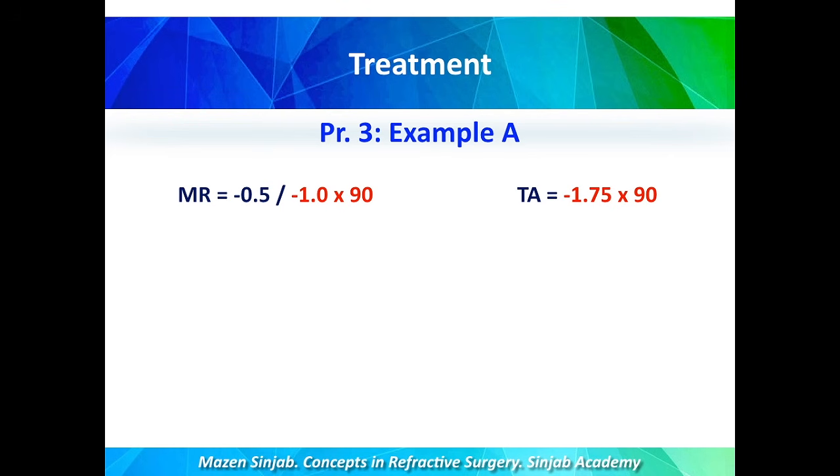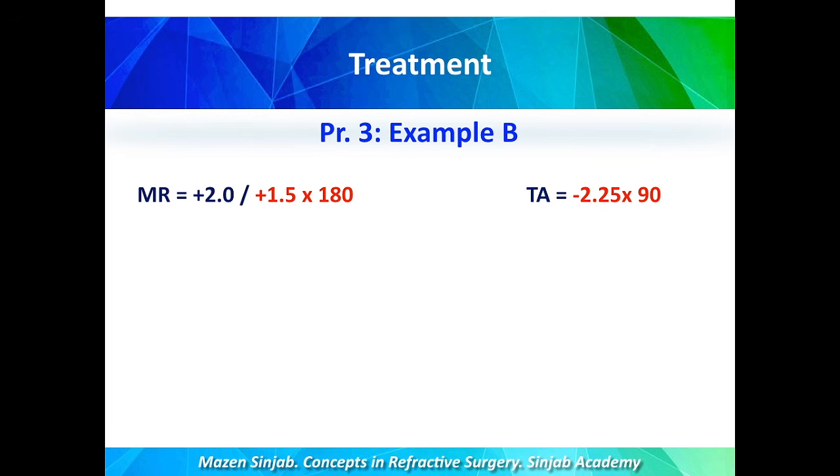Let's have an example. Example A. A patient has manifest refraction of -0.5 sphere -1 cylinder at 90, and his topographic astigmatism is -1.75 at 90. So as you see, both are against the rule, but the amount of manifest is less than that of the topographic. So if we correct the manifest, we are going to have post-operative manifest refraction of 0, and the amount of topographic astigmatism will be reduced, and it will be against the rule. So this case is also straightforward.